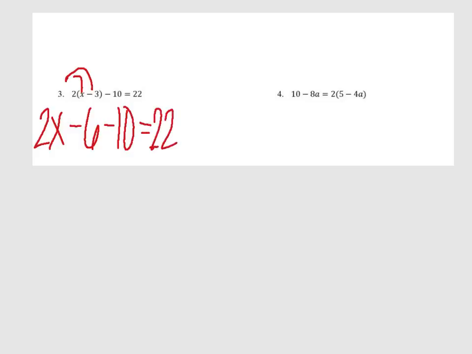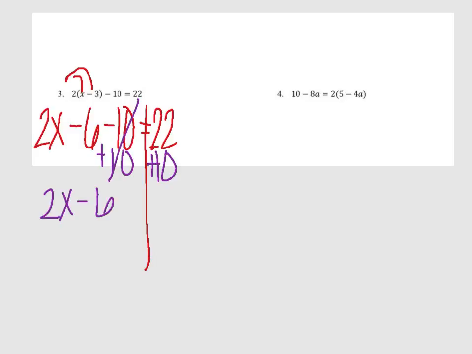Now I want the x to stay, so the first thing that I'm going to do is get rid of the minus 10. The opposite of minus 10 is plus 10. I'm also going to do that to the right side. My 10's cancel, and I'm left with 2x minus 6 equals 22 plus 10, which is 32.